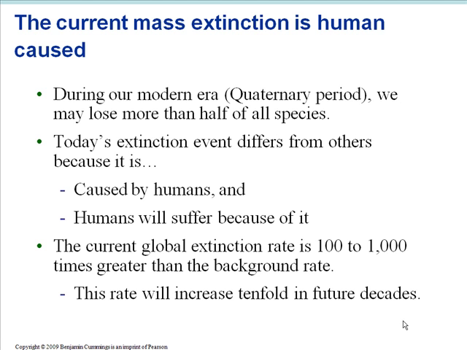Some scientists believe that humans have set the 6th mass extinction into motion. Here's the issue. Current extinction rates are much higher than normal. So during this modern era, we may lose more than half of all species. Today's extinction event differs from others because it is, 1, caused by humans, and 2, because humans will suffer because of it.